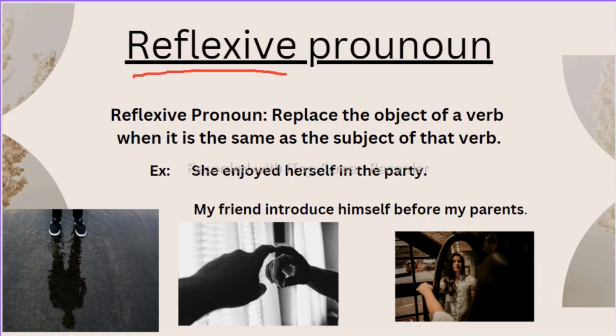Generally, in any sentence, there is a different subject and a different object. Like we say, I saw him, she killed him, I like you. So here, subject and objects are different. But look at this sentence. She enjoyed herself in the party. She and herself. Here, the subject and the object both are referring to the same person. So this herself is reflecting to the subject. That's why it's called the reflexive pronoun.